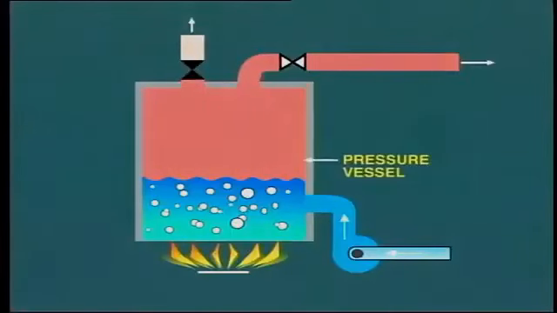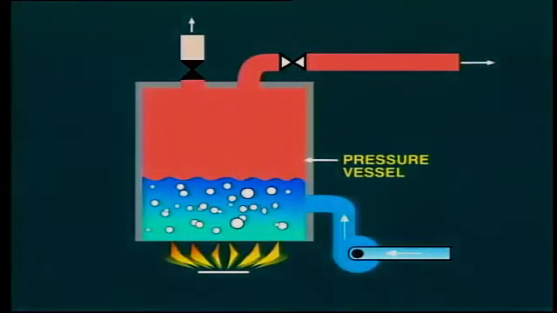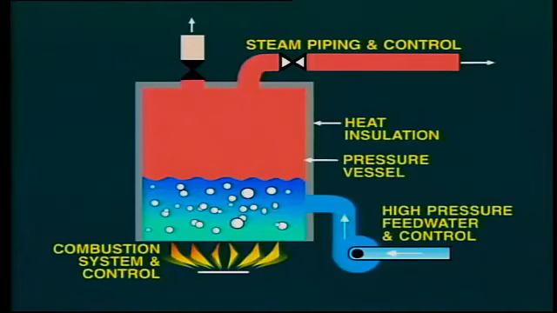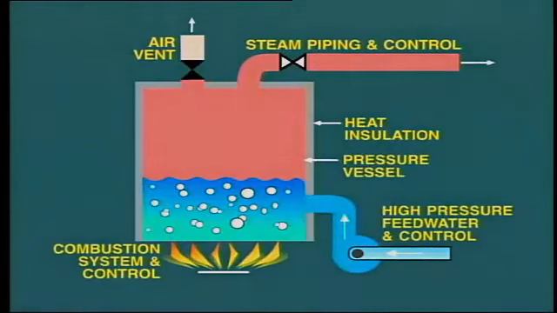From this hypothetical simple boiler that we've been studying, let us summarize the major components that must be provided in any boiler installation. These are the pressure vessel, built to withstand the operating pressure; heat insulation, to prevent loss of heat from the vessel to atmosphere; steam piping and a means of controlling steam flow; a combustion system, and a means of controlling fuel supply; a supply of high-pressure feed water, and a means of controlling water level in the vessel; air vents on top of the vessel to permit expulsion of air during startup.